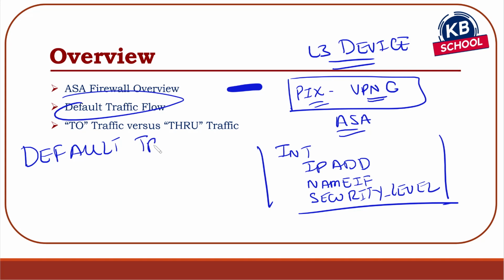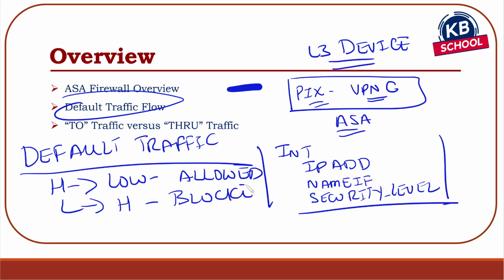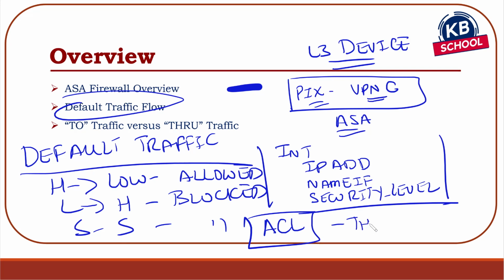And what did we find out about the default traffic flow? We found out that high to low is allowed by default. Low to high is blocked by default. You also have same to same, which is also blocked by default. And how do I make an exception to traffic flowing through the firewall from low to high? It is done by using an ACL. The ACL, although it controls through traffic, it does not control to traffic. That was the last item that we talked about.